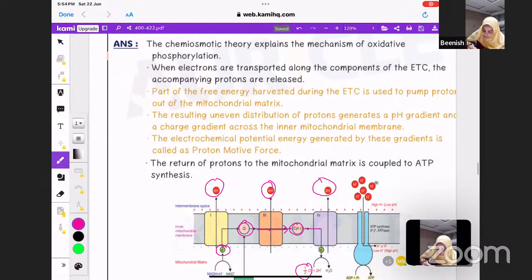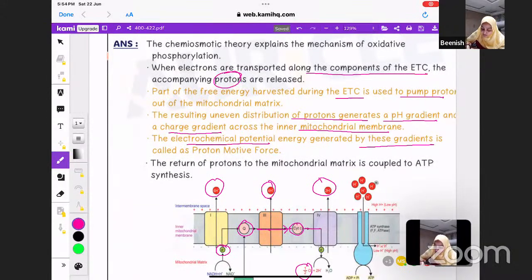So it says, when electrons are transported along the components of the electron transport chain, it is accompanied by proton release. So part of the free energy harvested during the electron transport chain is used to pump protons. The resulting uneven distribution of the protons generates a pH gradient, as we've already discussed, and a charge gradient across the inner mitochondrial membrane. This electrochemical potential energy generated by this gradient is known as proton motive force, and the return of the protons to the mitochondrial matrix is coupled to ATP synthesis.